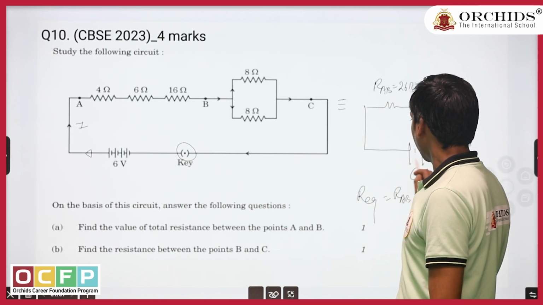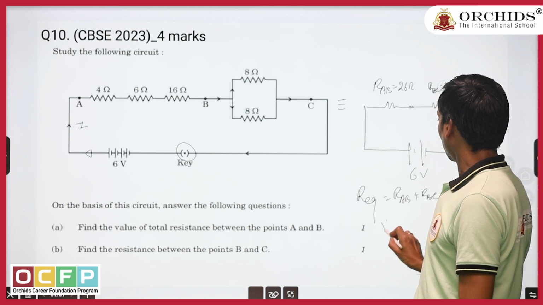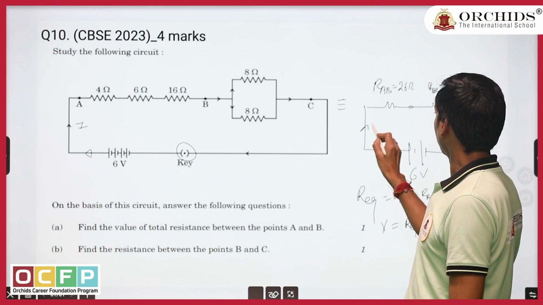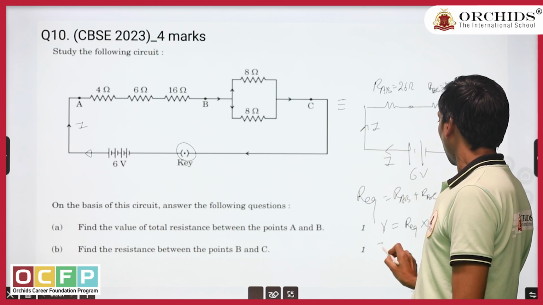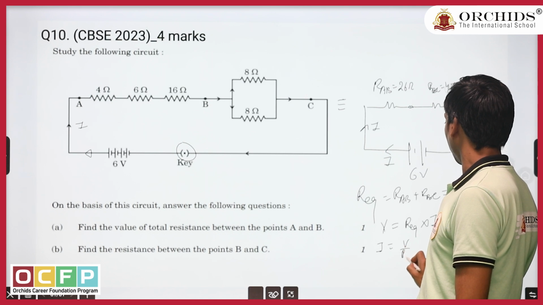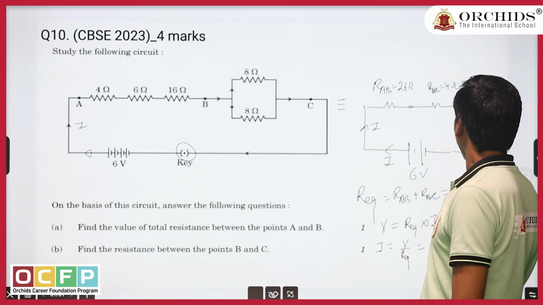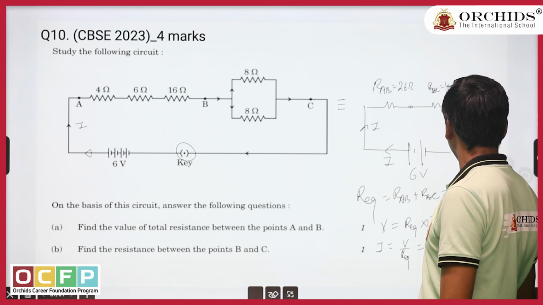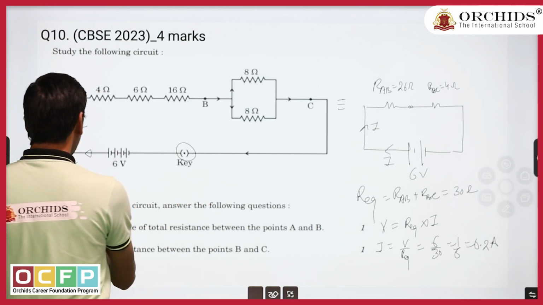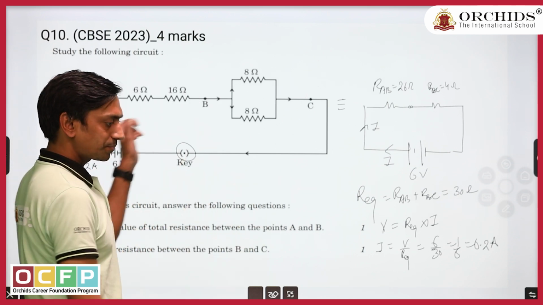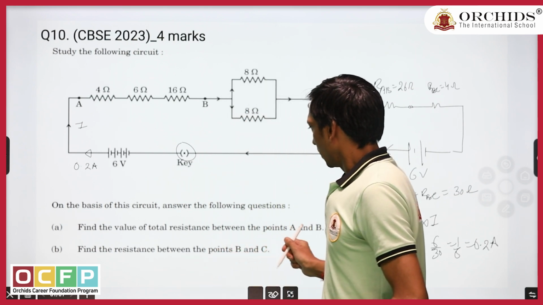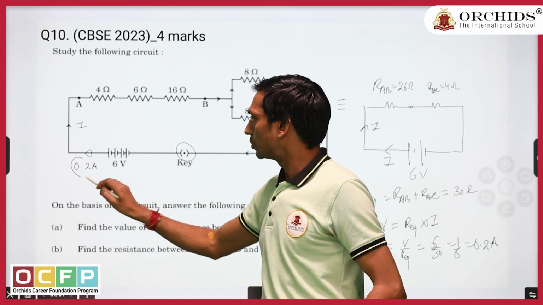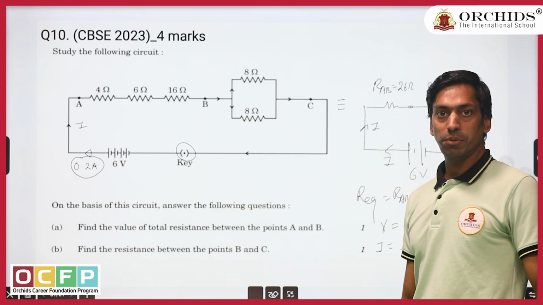And how much voltage is applied? 6 volt. Now I'm applying Ohm's law. V equivalent is equal to R equivalent multiplied by the current flowing through the circuit. So the current I is equal to V by R equivalent. V is 6 and R is 30, so we get 1 by 5, which is 0.2 ampere. So 0.2 ampere current is flowing through the circuit. That is the third part of the question: the circuit will draw 0.2 ampere current.